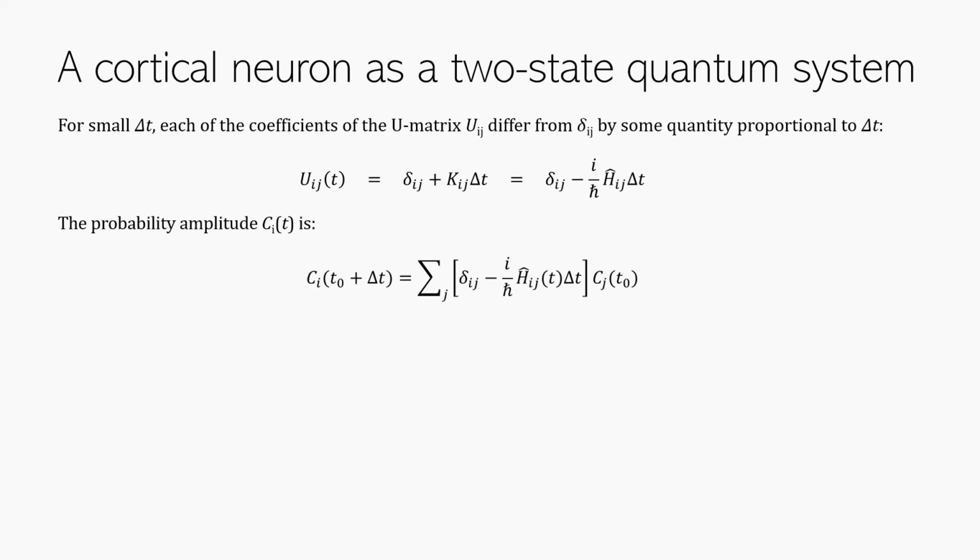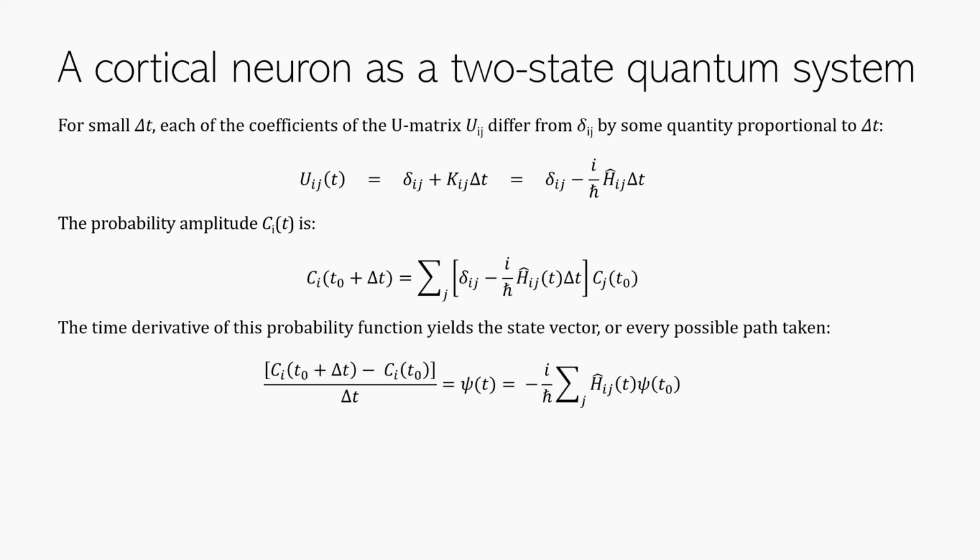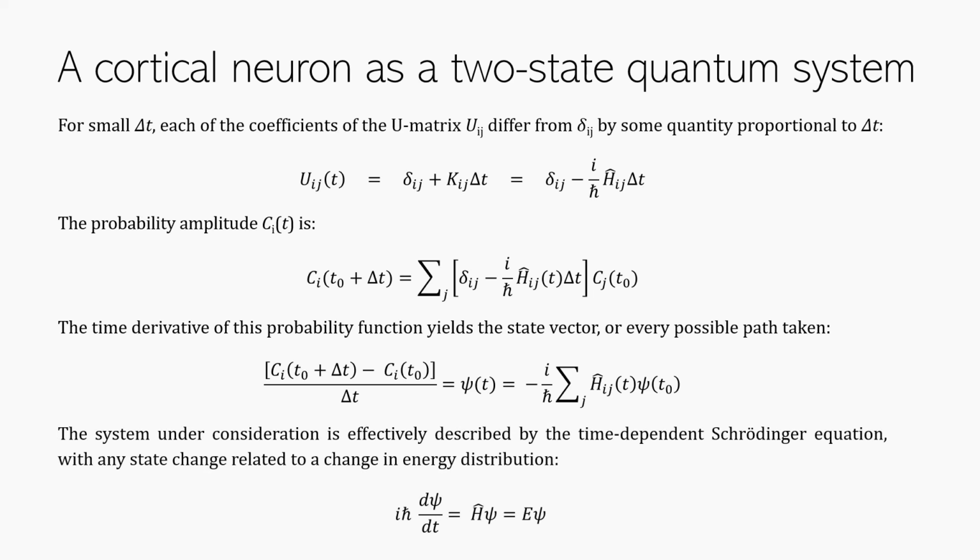And so we can substitute this equation for the U matrix into our equation for Ci and find that our probability amplitude Ci is equal to the sum of all these possible energy distributions, which change as a function of time. And since the sum of the Kronecker delta times the probability amplitude Cj is just the state vector, the equation simplifies. So the time derivative of this probability function yields a state vector, or every possible path taken. And so any state change is a sum of all perturbations to the system affecting how energy is distributed across the system. And if we multiply both sides of the equation by the imaginary unit and the reduced Planck constant, we find a very familiar equation. The system is effectively described by the time-dependent Schrödinger equation, with any state change that occurs related to a change in energy distribution given by that Hamiltonian operator.